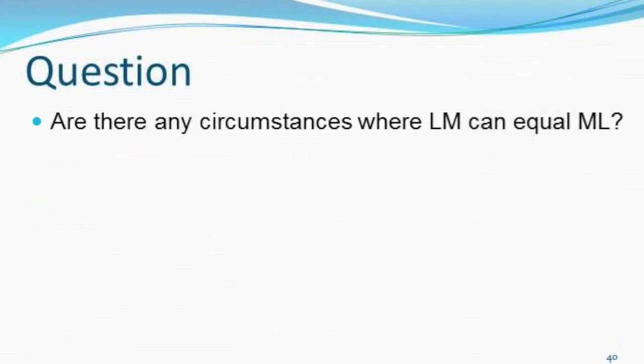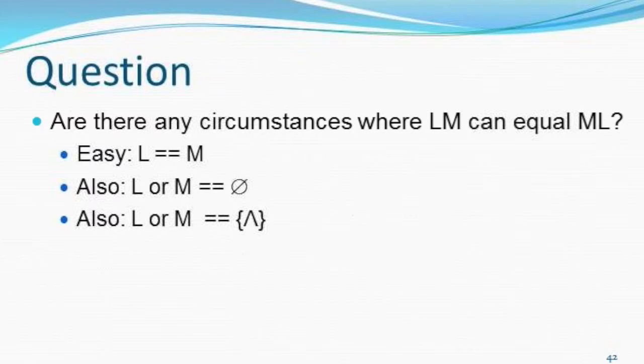And, you know, I can come up with a couple. I think the easiest one is if L and M are the same thing, right? Then there's no problem. Slightly more tricky, if either L or M is the empty set, then LM is the same as ML. And similarly, if L or M is the set with just one string in it and that string is the empty string, then I think if you try it, you'll find that LM does indeed equal ML.